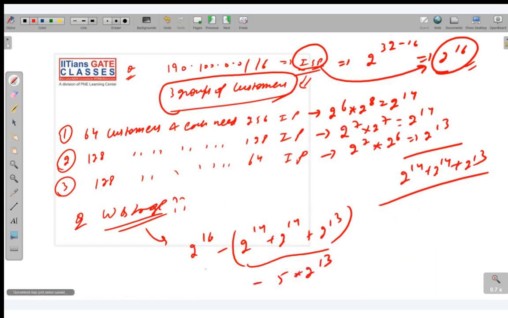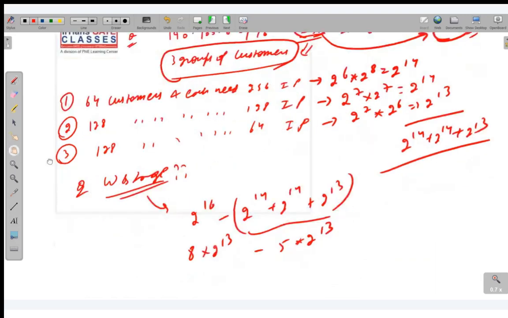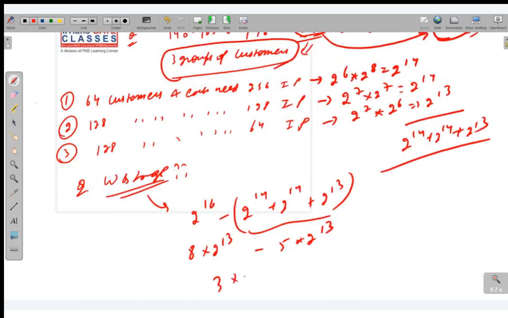Okay, and what about this? This is nothing but 8 into 2 power 13. So 8 minus 5 is 3. So 3 into 2 power 13 IP addresses are wasted. That's it.